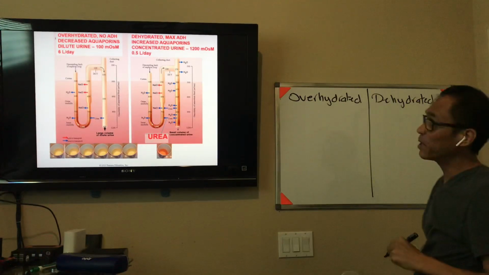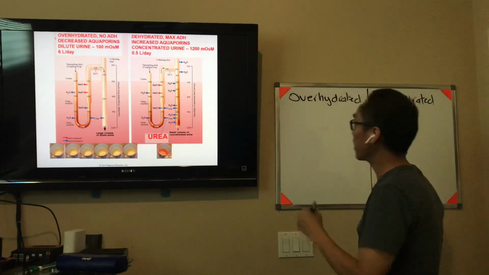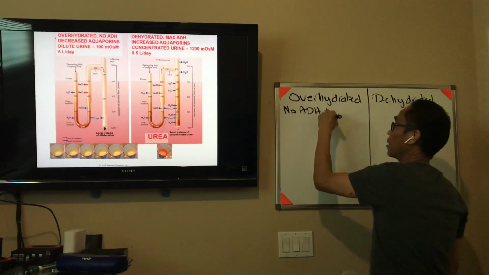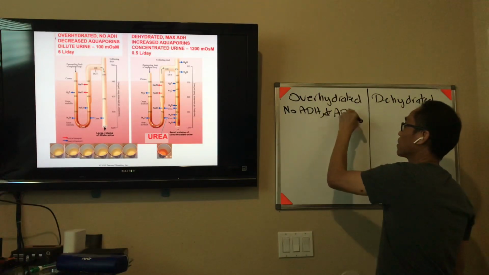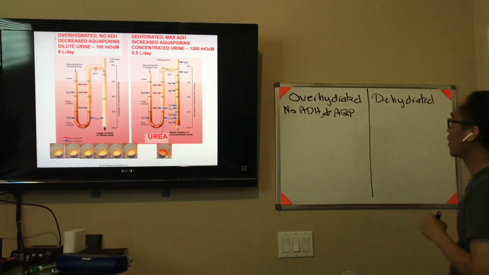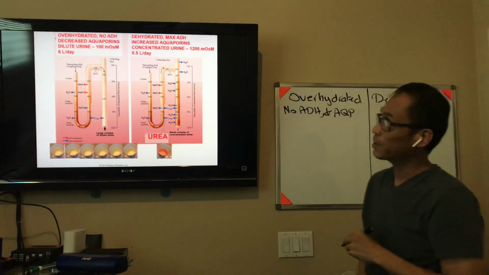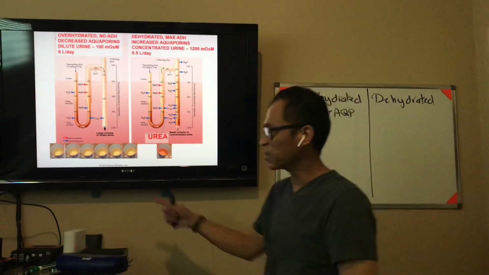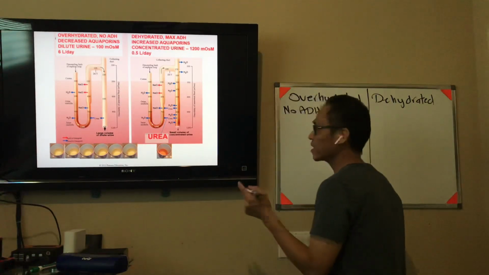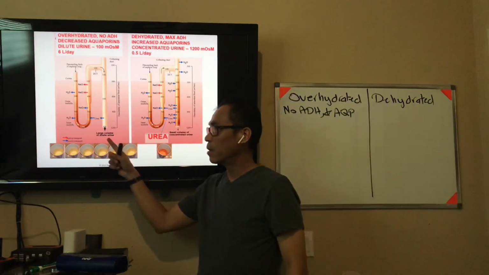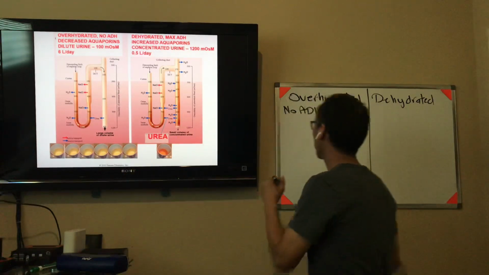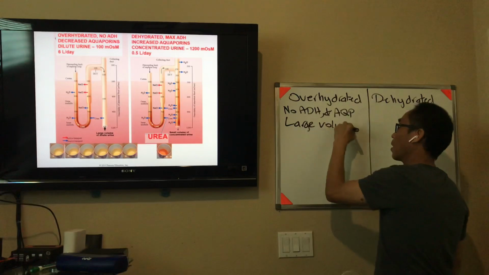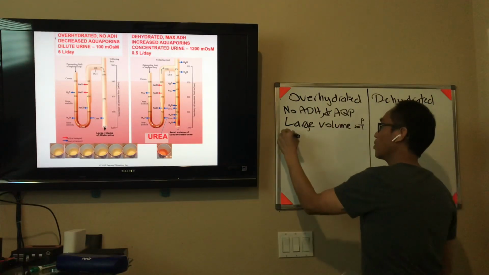If you're overhydrated, what do we take note of? Well, no ADH, decrease aquaporins, AQP, right? So what does that mean? Increased urine output, dilute urine. That's what it says there. What says large volume of urine? Okay, it says large volume of dilute urine.